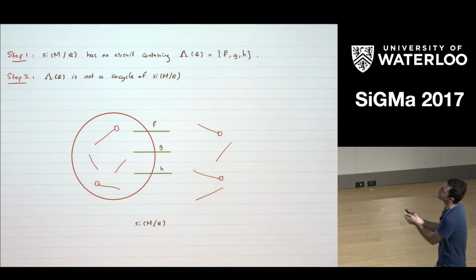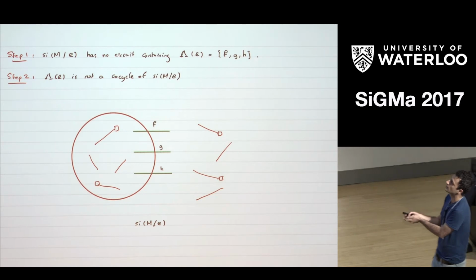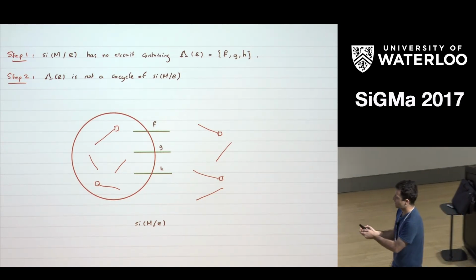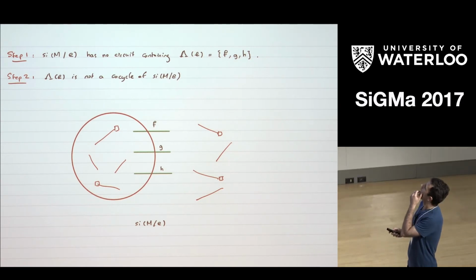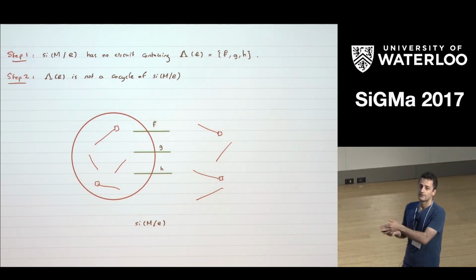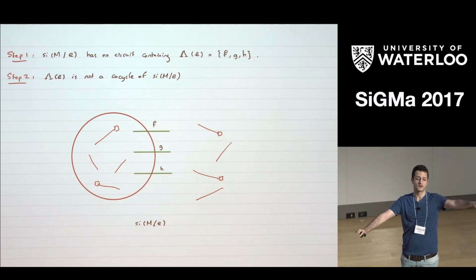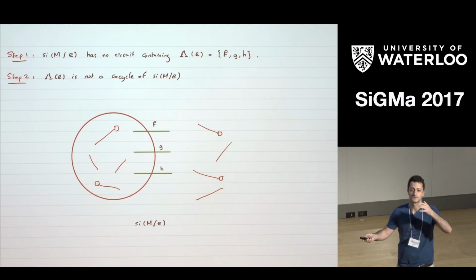And so that's step 2. What we show is that lambda of E cannot be a cocycle. What's another reason why F, G, and H do not appear in a circuit? Essentially, they could be in different components of your underlying matroid. So there could be a connectivity fault.